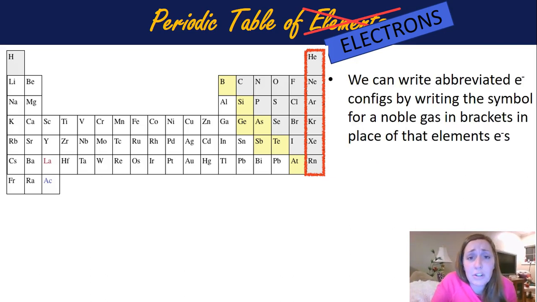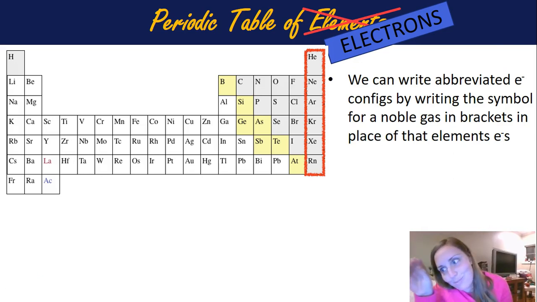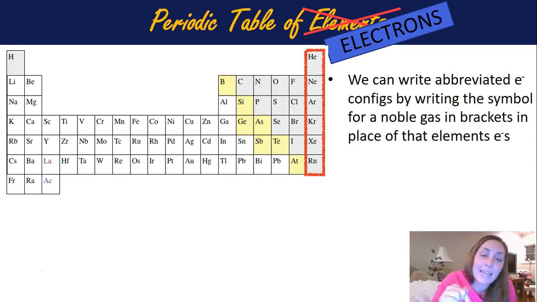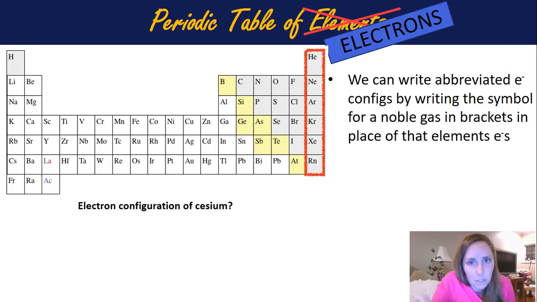So when you're doing electron notation, you can abbreviate the electron configuration. That way, if I say, hey guys, why don't you write the electron configuration of hafnium over here, you're not freaking out. There's a way to shorten it, and you don't have to list all those 1s2, 2s2, 2p6, blah, blah, blah. You do that by writing a symbol for the noble gas in brackets in place of that element's electrons. Let me show you what I mean.